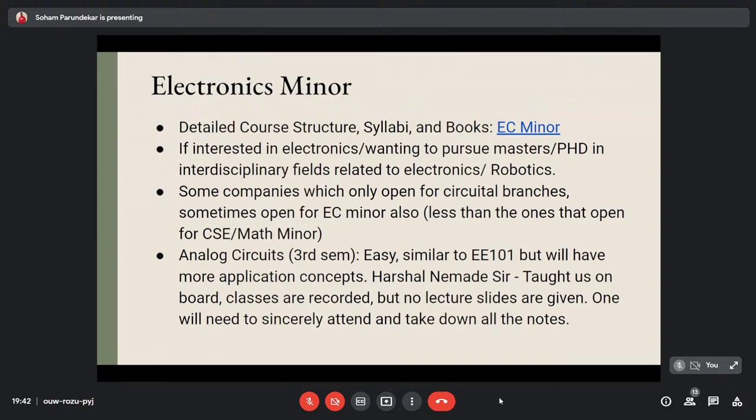And apart from that, if you want to pursue a project that is of interdisciplinary nature and it would require an understanding of electronics, then again, this course would come in handy.